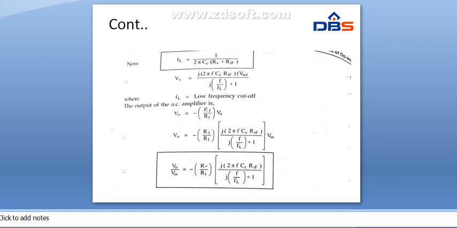This is the gain of the inverting AC amplifier. So the operational amplifier can amplify both DC and AC signals, so it is an AC amplifier.